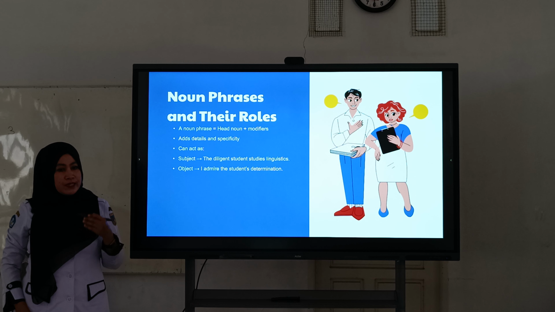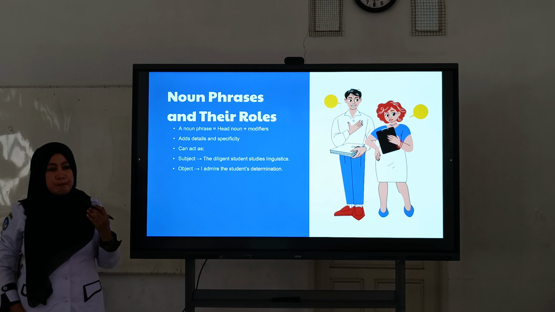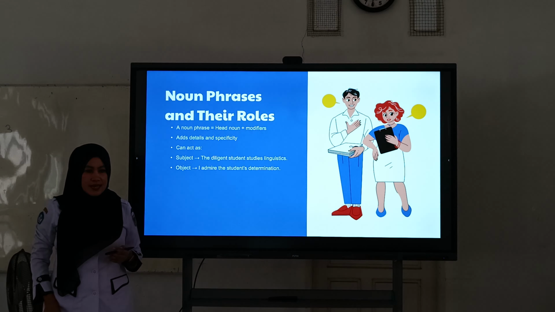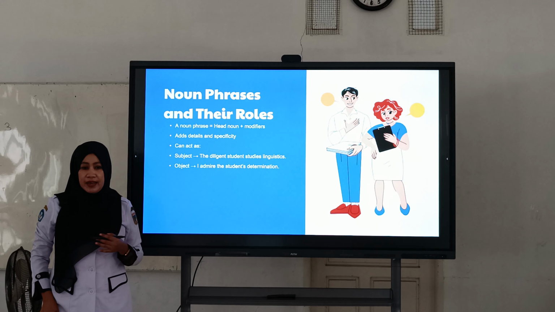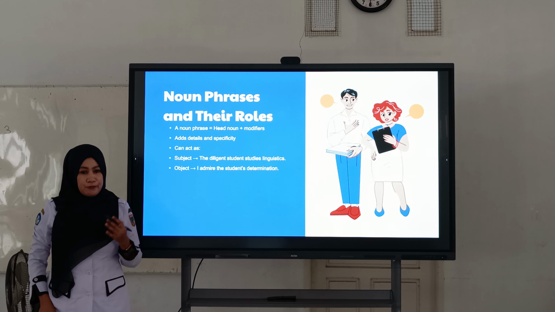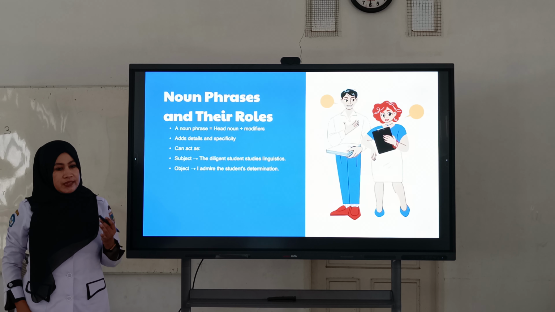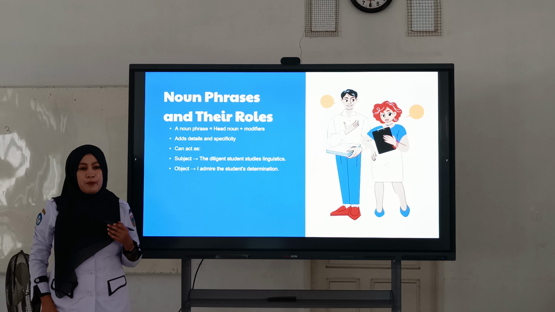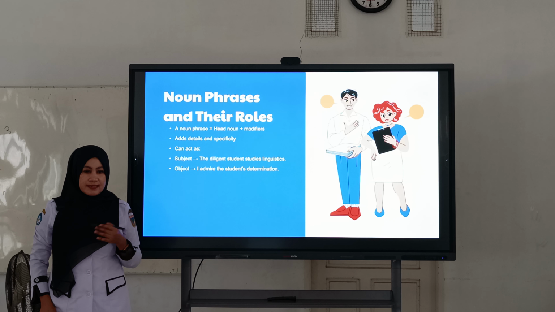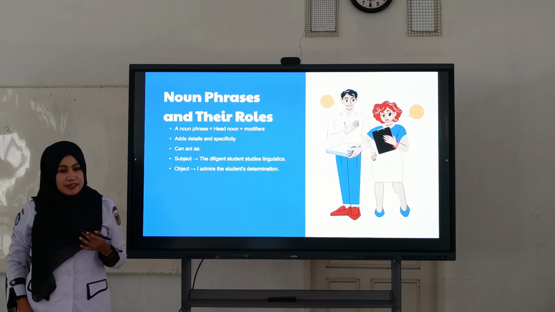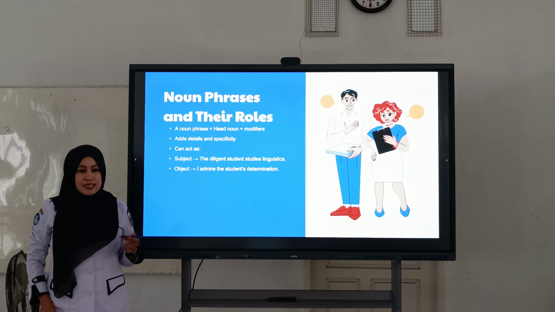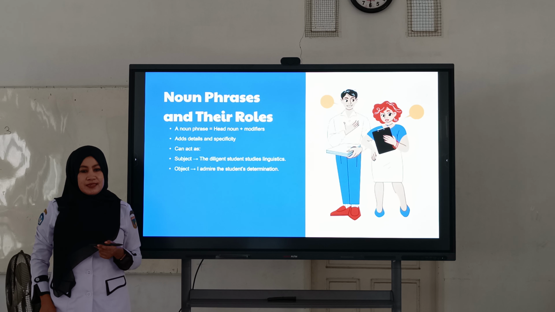Nouns often appear not alone but as part of a larger structure called a noun phrase. A noun phrase consists of a head noun and its modifiers, such as adjectives, determiners, or prepositional phrases. For example, in the sentence, the diligent student studies linguistics, the phrase the diligent student is a noun phrase acting as the subject.